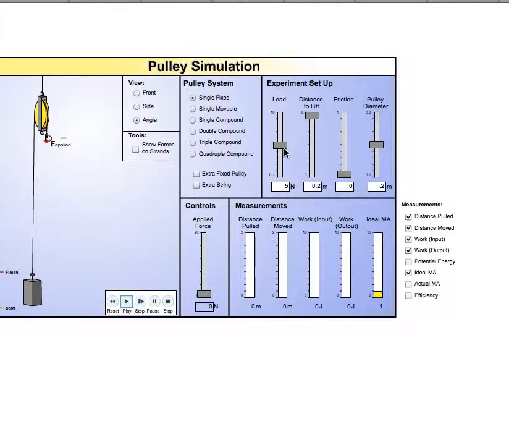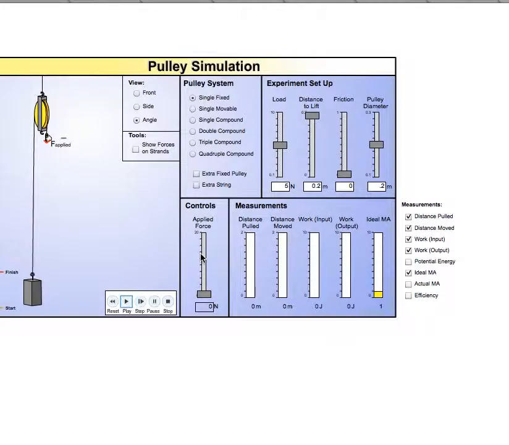The other thing, the load is set at 5 newtons. So that's the force that the load is putting out on us. So this is our output force, is 5 newtons. The distance to lift, I went ahead and cranked it to 0.2 meters. Nothing specific other than I just wanted to give us time to see this happen. Your friction is going to stay at 0 and your pulley diameter is going to stay at 0.2 meters. We are not going to worry about this now. We're just calculating an ideal mechanical advantage.